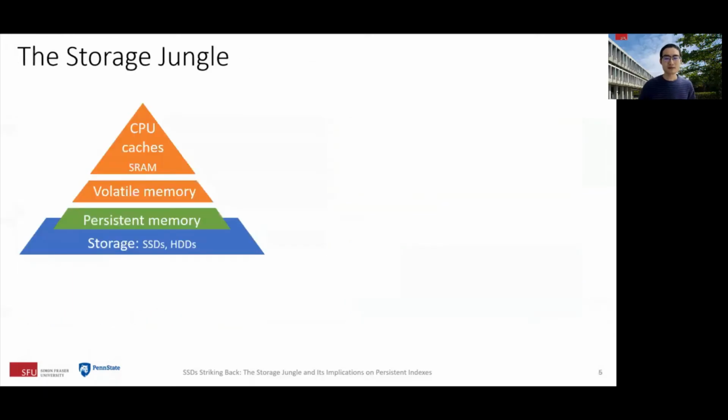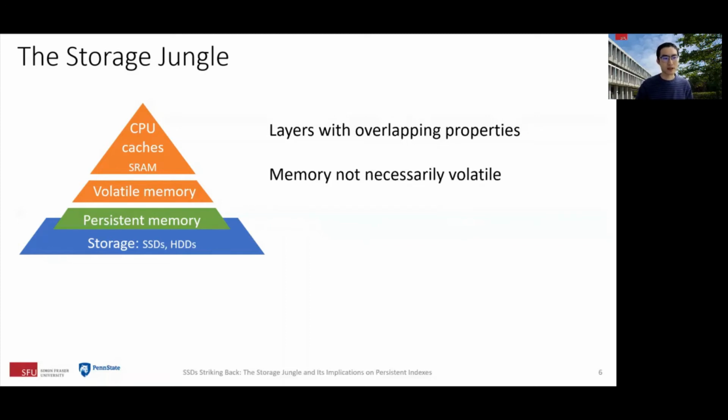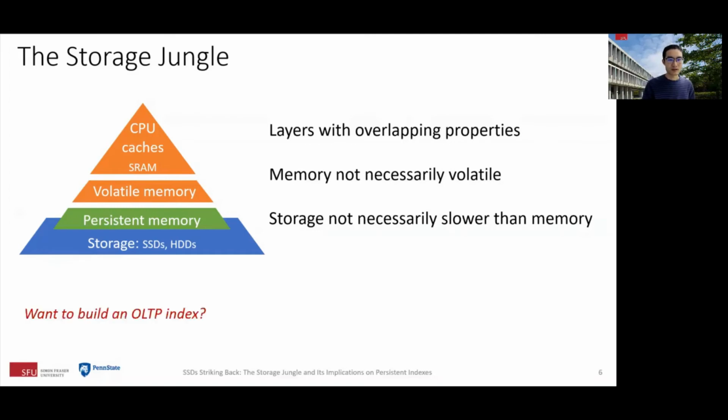This leads to a very interesting phenomenon, which is called the storage jungle. Now we don't call it a storage hierarchy anymore because the layers now have overlapping properties. It's not a clear boundary anymore. In particular, memory is not necessarily volatile, and storage devices are not necessarily stored in memory anymore. So as software developers, we think about how we can use these devices to actually build data structures and other components in database systems.